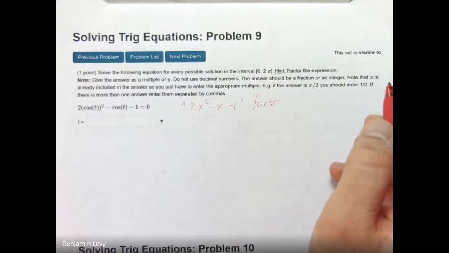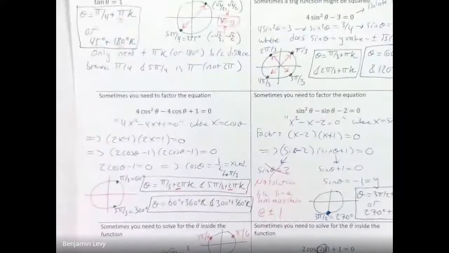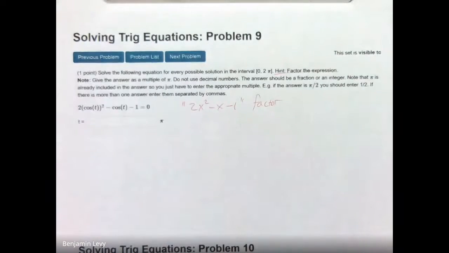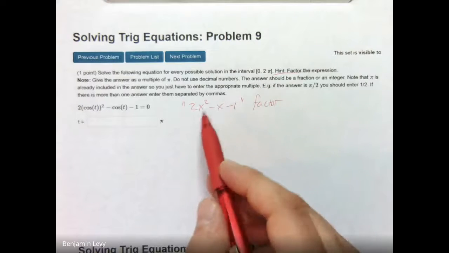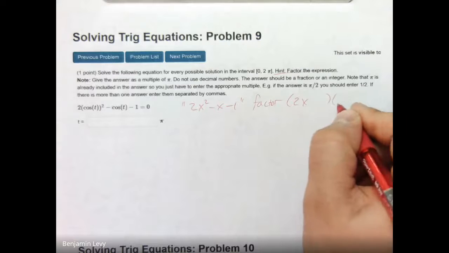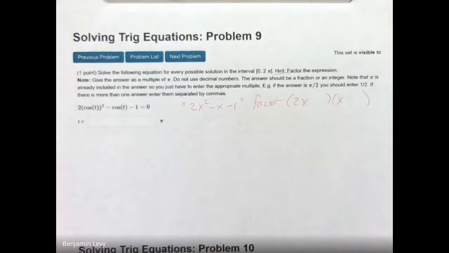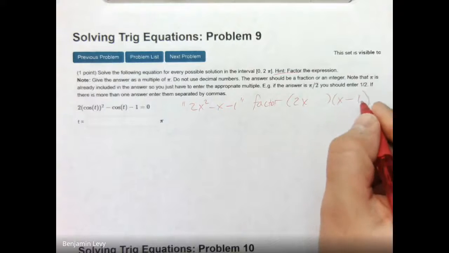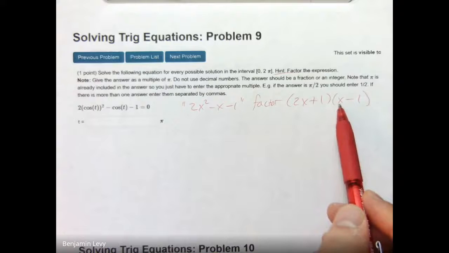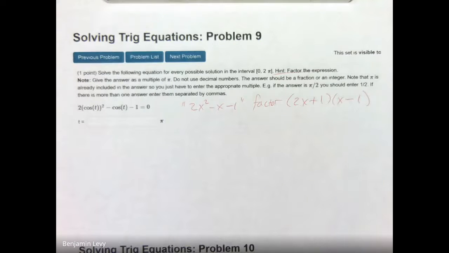And again, there are 2 like this in the notes. It actually looks very similar to this one with this cosine here. So it's kind of like that one. Anyway, let's factor this one. If we think about it like an x, then that's going to factor. I'm going to do the guess and check method here and see if I can figure this out. We need, we're probably a minus 1 and a plus 1. Does that work? You get a 2x squared minus 2x plus x minus 1. Yeah, so that's what that would factor into.